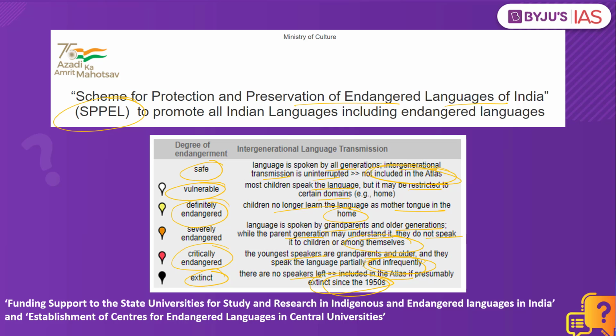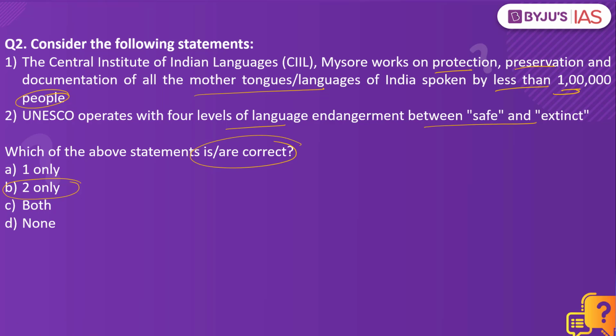In case they are at risk of becoming endangered, what we require is one of the institutions, one of the schemes to protect them. That is what is called the Scheme for Protection and Preservation of Endangered Languages of India. So remember, this is an initiative taken by the Ministry of Education, where they will ensure preservation and documentation of all the mother tongue languages of India, but it is not 1 lakh, but instead if it is spoken by 10,000 people and less, which is why the first option is wrong, the second option is right, and the answer to this would be 2 only.